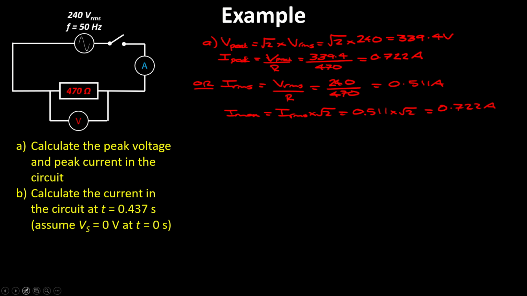Okay, I'll just change it to a different colour to keep it clear. So B. Current in the circuit at a time of 0.437 seconds, and I'm assuming that supply voltage is 0 at time equals 0. That just means that makes it a sine curve. So I can use this relationship, I equals Imax sine omega t. Now the first thing I'm going to need to do is find omega for this.